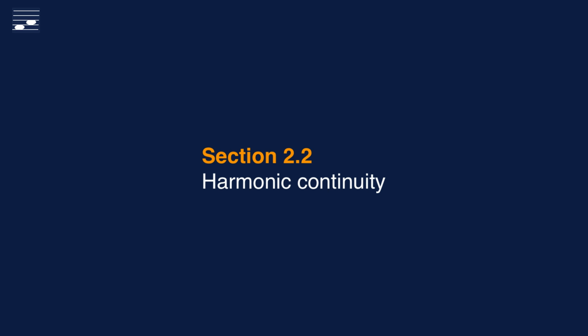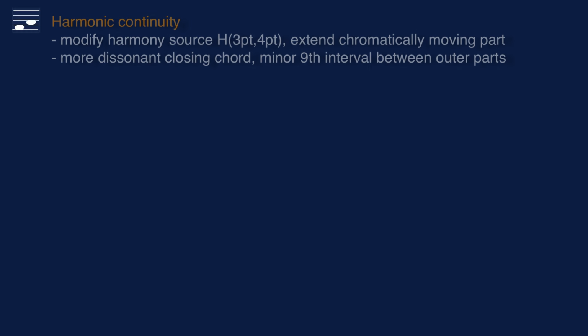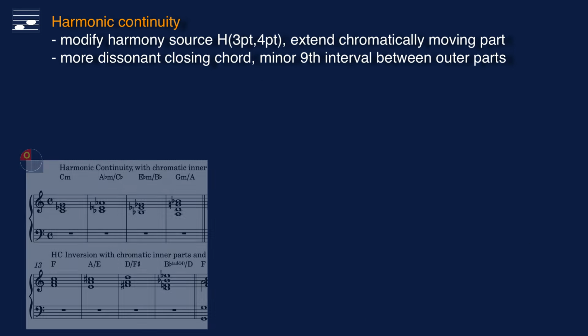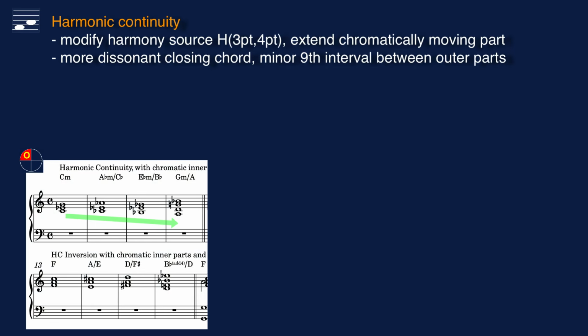The 2 4-triad progressions are the basis for a number of processes. First, there's a modification of the harmony source material. By extending the chromatically descending bass part, the final chord becomes a 4-part harmony, G minor over A. This chord structure is more dissonant than its predecessors. Notice the minor 9th interval between bass and lead. The same approach applied to the inversion form with the major triads is shown at the bottom and sounds thus.